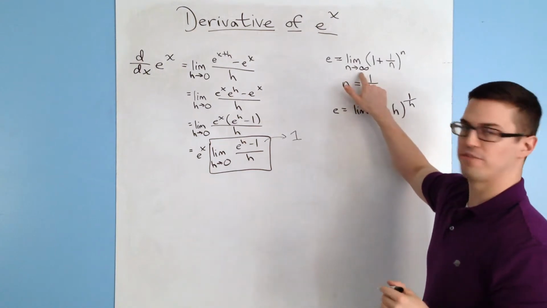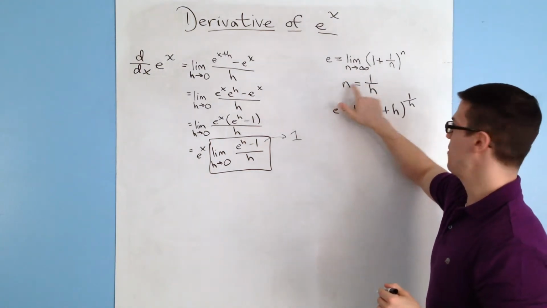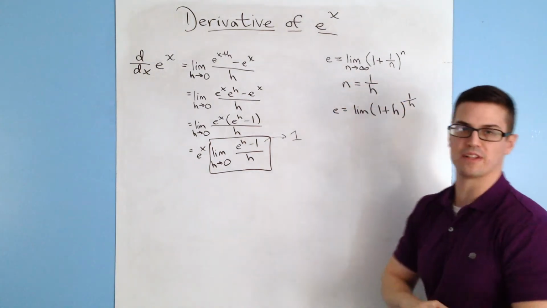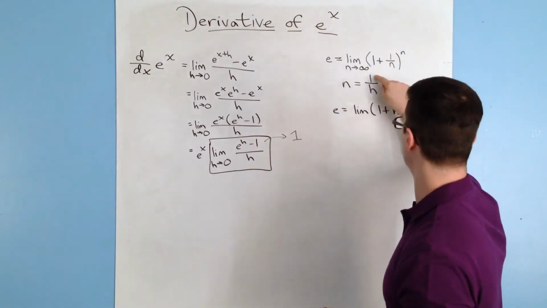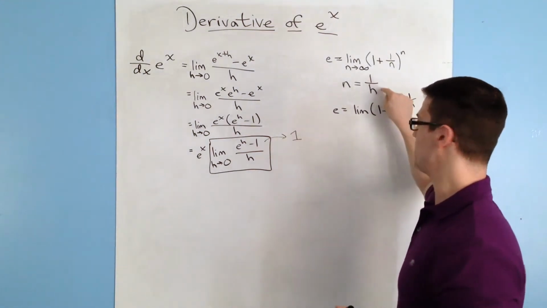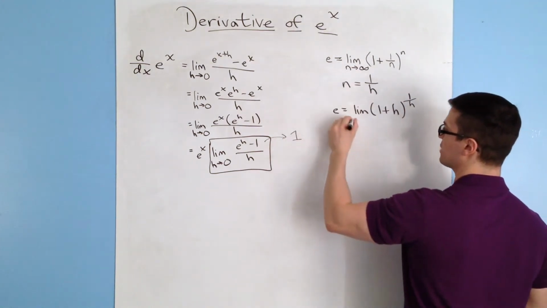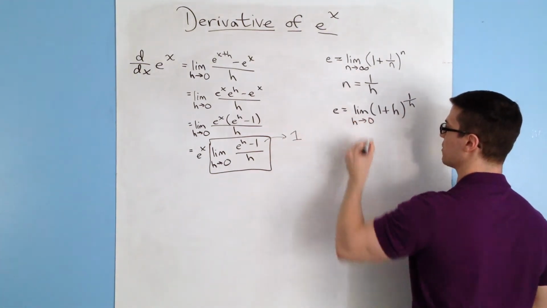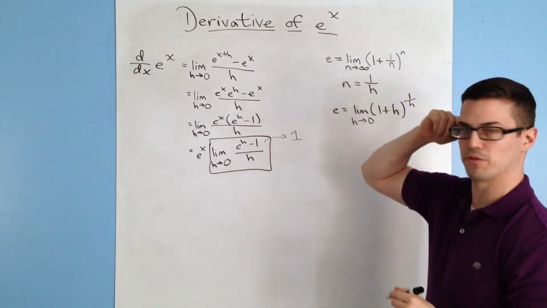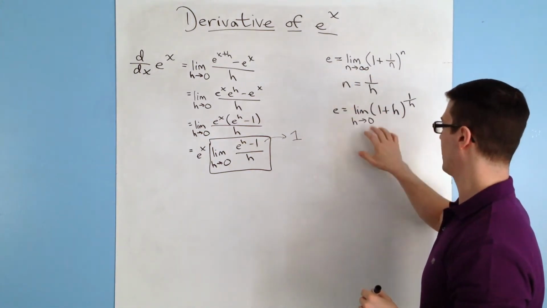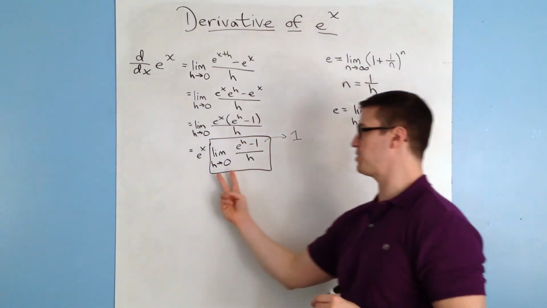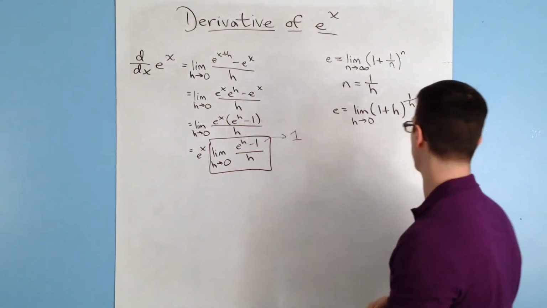Now this n going to infinity, if n is going to go to infinity, then that means that you should be dividing by some number that's getting closer to 0. So that means 1 divided by h is getting closer to 0. So that means instead of n going to infinity, I can just write h is going to 0, because it's the same thing as n going to infinity in this case. Okay, so now our limit as h goes to 0 matches our limit as h goes to 0 over here.